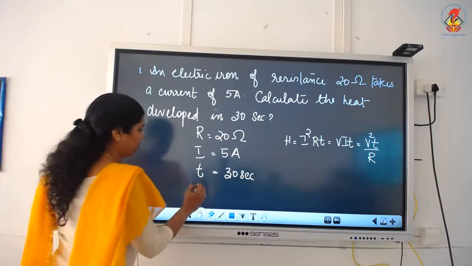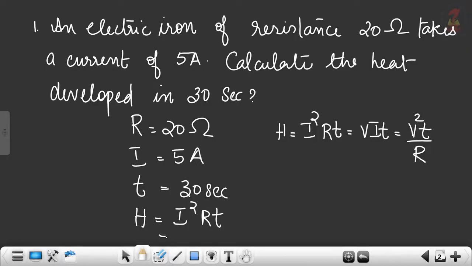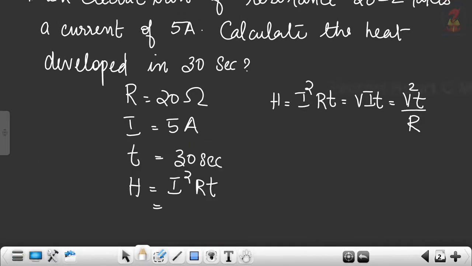So, we will write the equation like this, H is equal to I squared RT, that is equal to five ampere squared into 20 ohm into 30 seconds. So, when you do the substitution, you will get the answer in joule. Okay, it's clear. So, we will move to the next question.